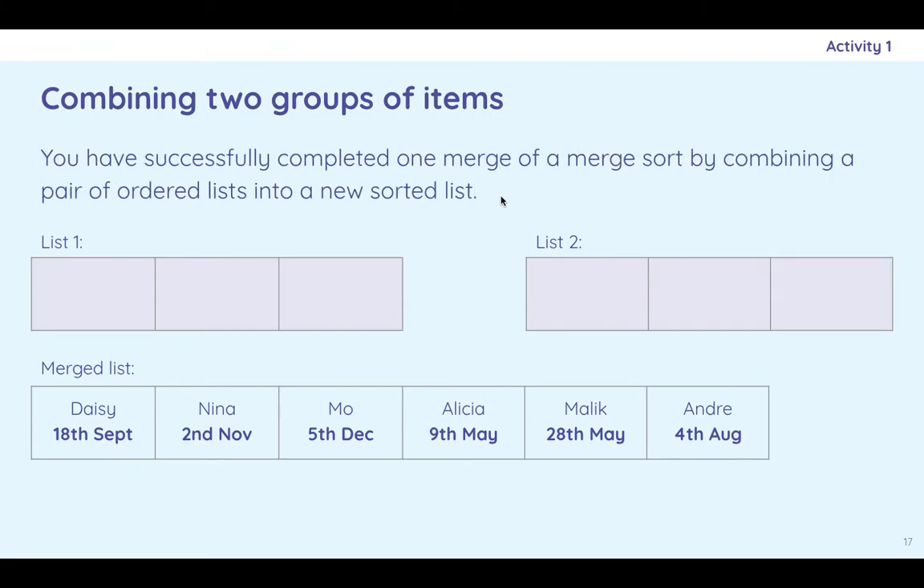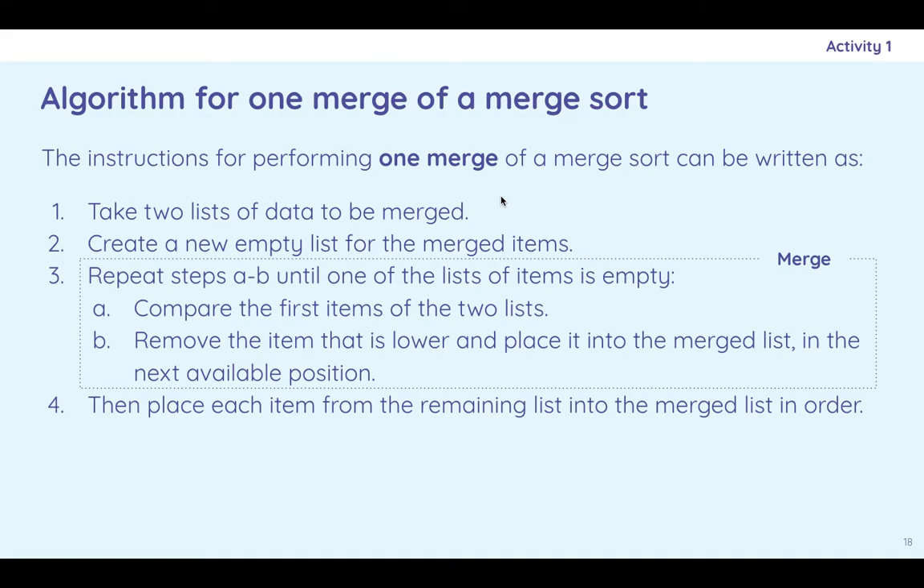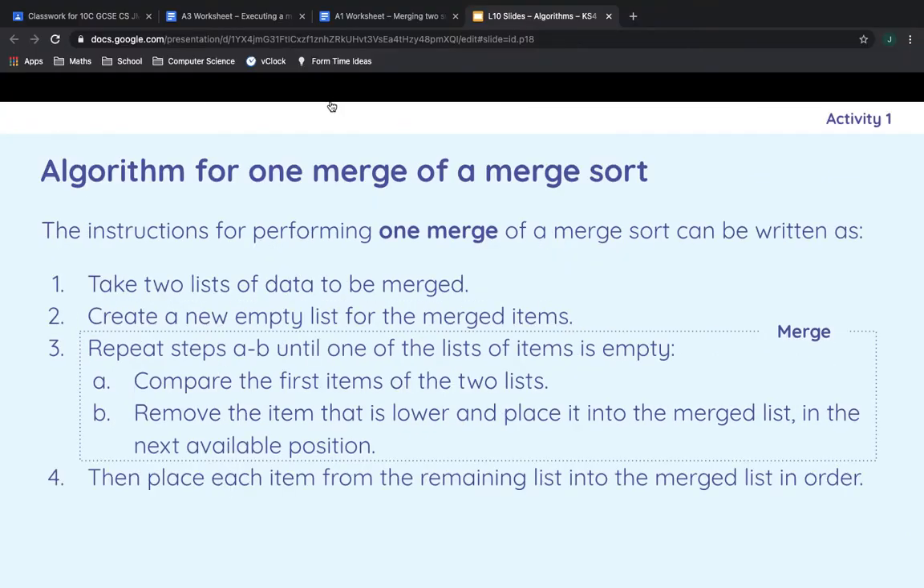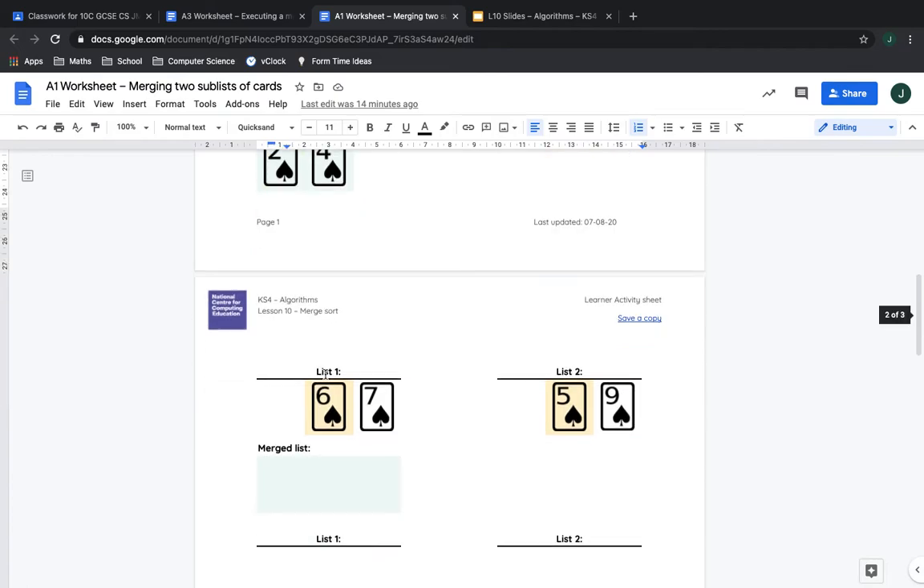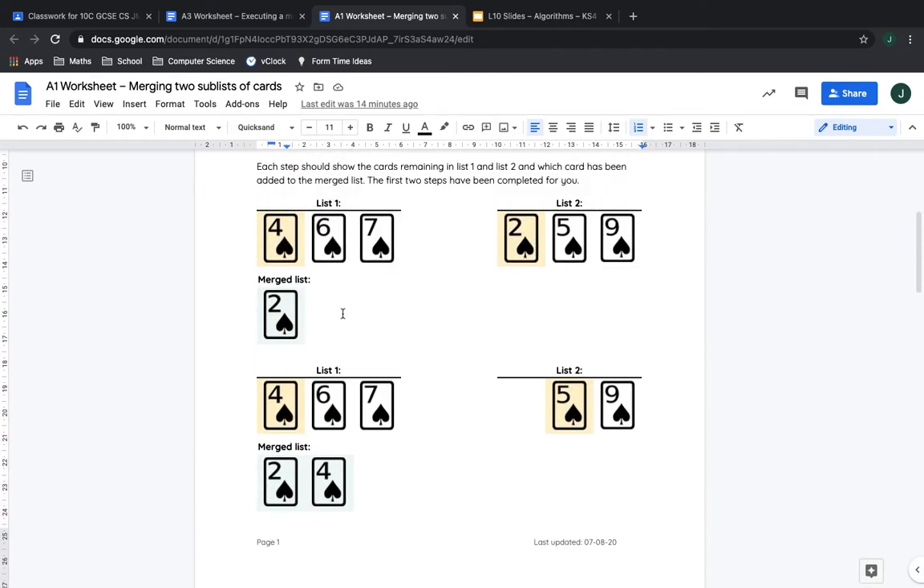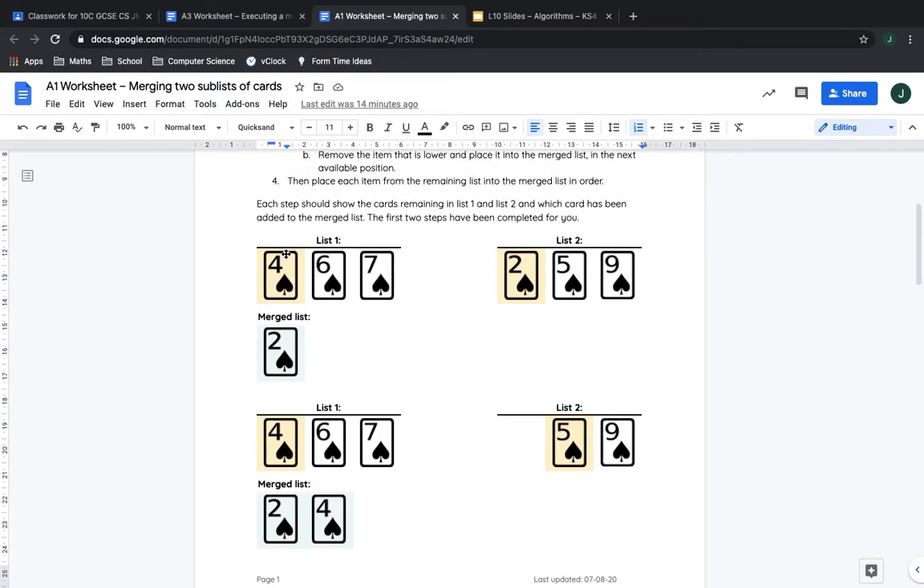We have one list in order from two separate lists that were in order, and that is the merge part of the algorithm. That's the algorithm for one merging, and activity 1 has you doing this with cards. As before, I feel like this was meant to be done on paper, and it's a bit of a faff to do in a document. So I don't need you to do this. I recommend you get a pack of actual cards and do this for yourself, physically with the cards, just to be sure that you understand how this works.